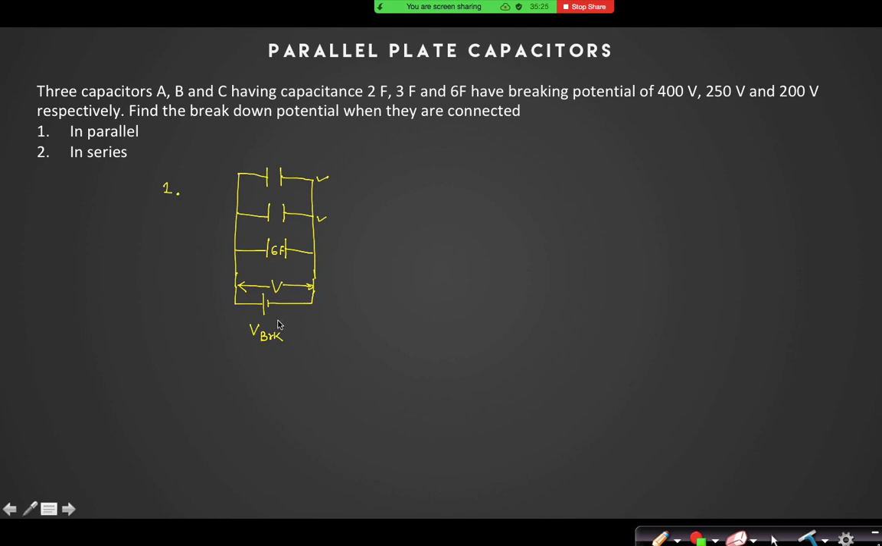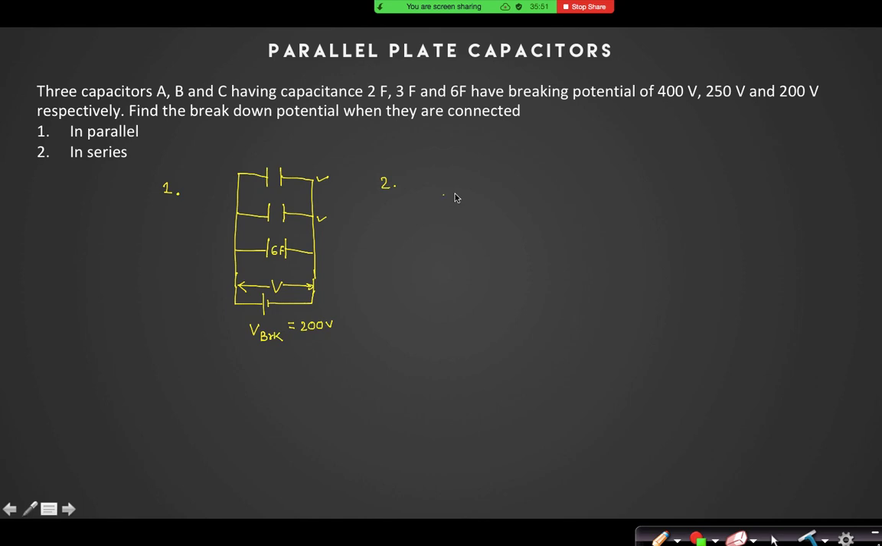Why? Because Q will have a limit, but V does not have any limit. Can you understand this statement? Yes, sir. That is why it will no longer behave as a capacitor. We cannot say this is a capacitor because the Q equal to CV formula will not be followed in that case. So V breakdown will be 200 volt only in the first case.